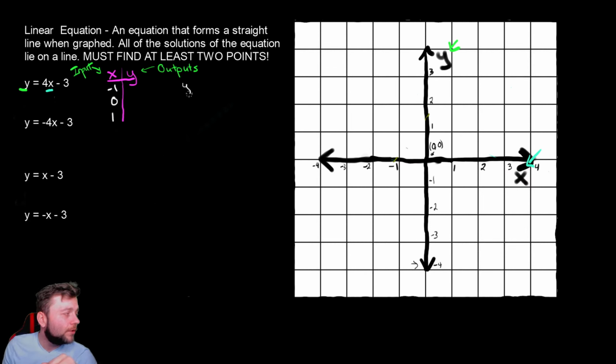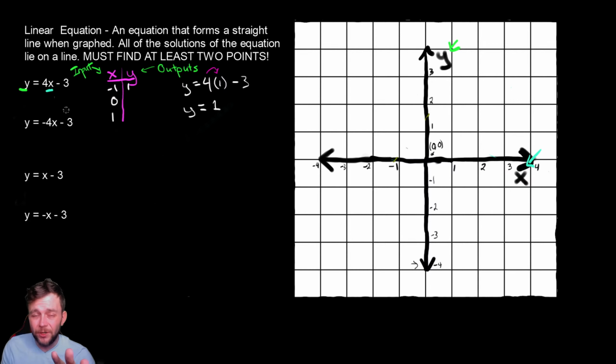So we have to go through and solve y equals 4, and then put a 1 in for your x, and then minus 3. So 4 times 1 is 4, and then minus 3 is 1. So our y equals 1. We'll put that in our column. And then you have 0. When you take 4 times 0, it is 0, and then 0 minus 3 is -3.